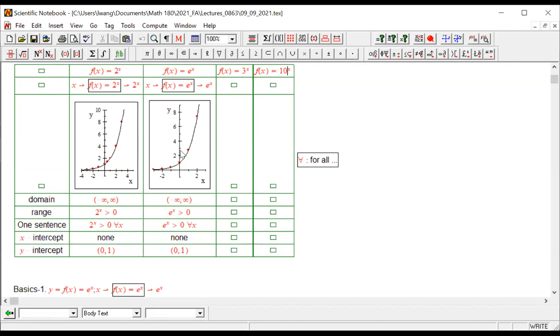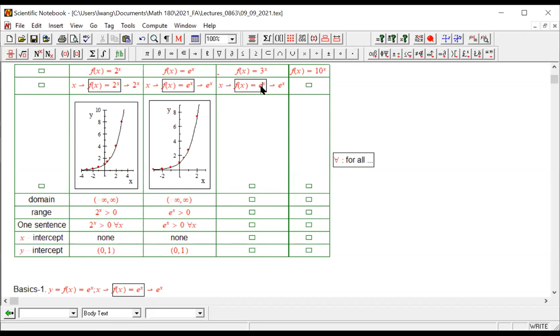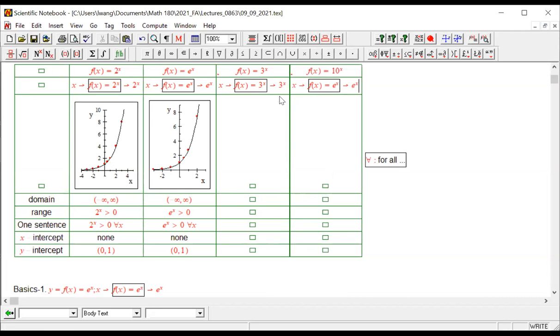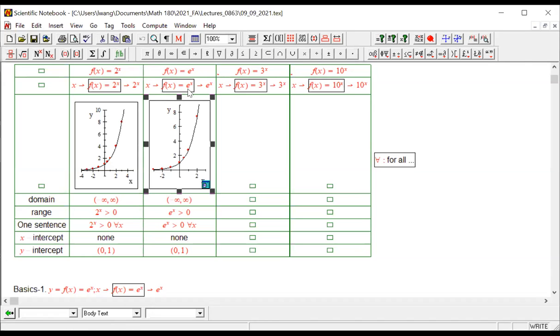Okay, and their graph, their function. So that's the rule, right? This is going to be base 3, and that's going to be base 10. These are the functions; we call them a family of curves with different bases. They are in the same family, okay?